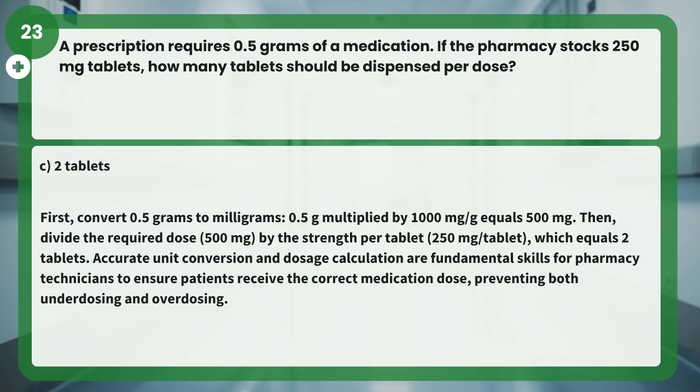Answer C. 2 tablets. First, convert 0.5 grams to milligrams. 0.5 g multiplied by 1000 mg/g equals 500 milligrams. Then divide the required dose, 500 mg, by the strength per tablet, 250 mg/tablet, which equals 2 tablets. Accurate unit conversion and dosage calculation are fundamental skills for pharmacy technicians to ensure patients receive the correct medication dose, preventing both underdosing and overdosing.